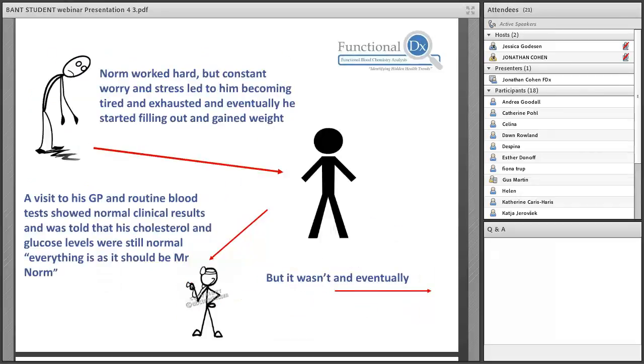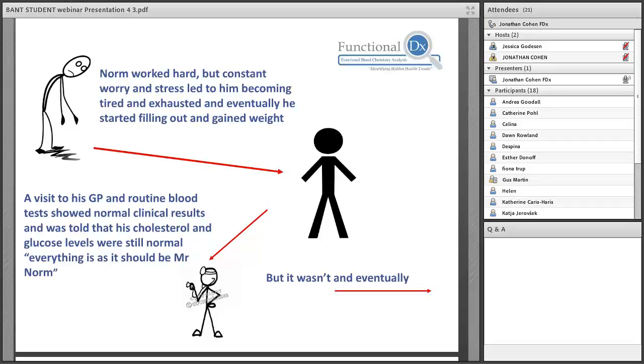But Norm worked hard, and so he worried and he was stressed, and eventually became tired and exhausted, and started filling out and gained weight. This is something we see a lot as nutritional therapists. He went to his GP and had routine blood tests, and they showed normal clinical results because they all fell into the normal clinical ranges, within that 2 standard deviation point, and he was told his cholesterol and glucose levels were still normal. Everything is as it should be, Mr.